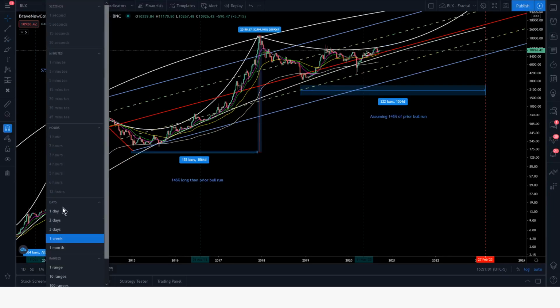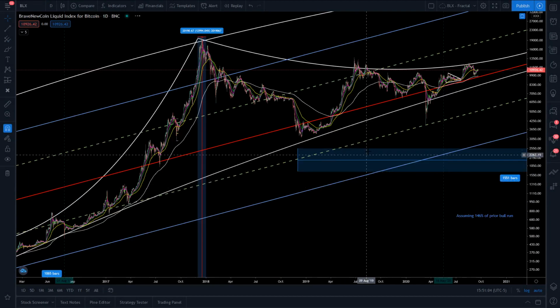One thing we could also do is jump down to, I believe it was the 1 day that I saw this.